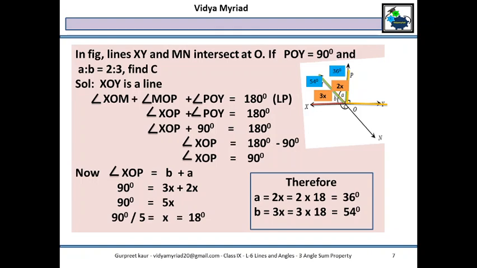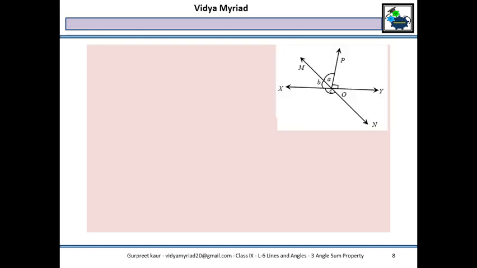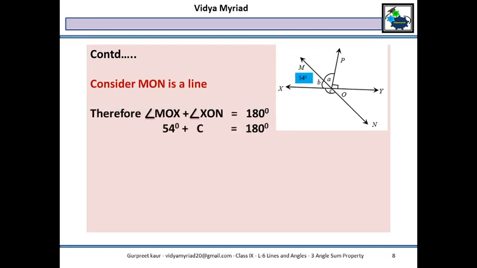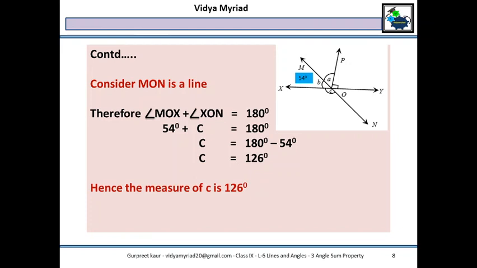Now, both the values we have found, we need to find C. Let's see how we can do that. If you look at the same diagram, MON is a straight line. We know the value of B, that is 54. So I can easily find C. 180 minus 54 is C. That comes to 126 degrees. So like this I am able to find all the angles A, B and C.